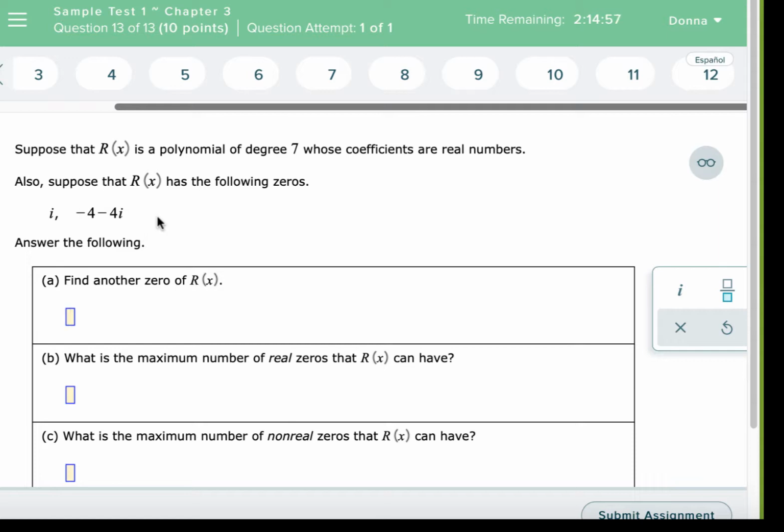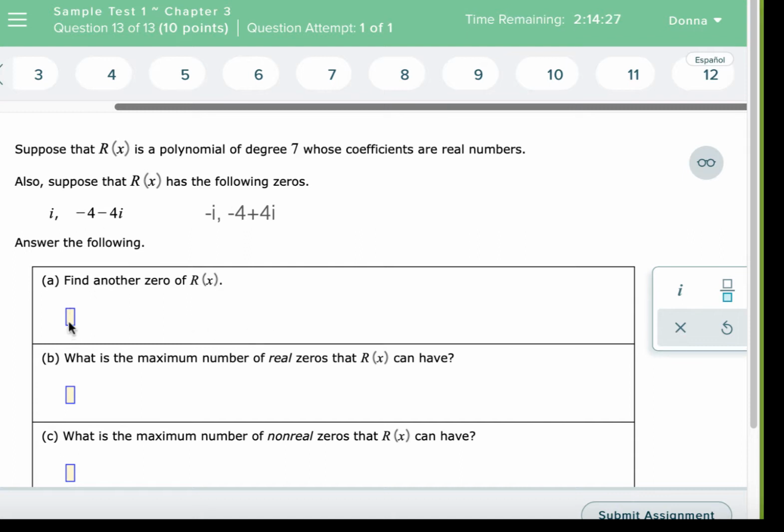It turns out when we have complex zeros, they come in pairs, which are the conjugates. So the conjugate for i would be minus i, and the conjugate for -4 minus 4i would be -4 plus 4i. So the conjugate just changes the sign of the imaginary part of the complex number. So it's asked us to find another zero. As long as we pick either the opposite of i or -4 plus 4i, ALEKS will say we're good to go. So I'll select the box.